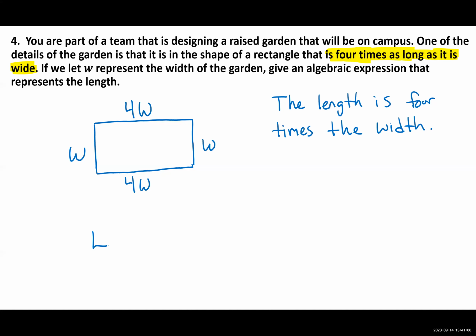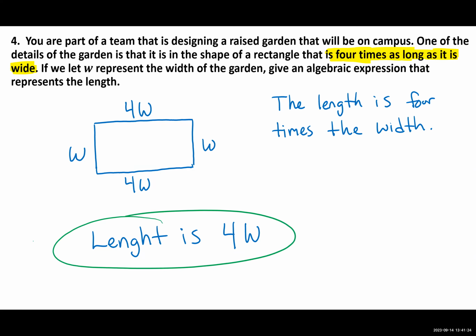So for this problem, all we're doing is giving a symbol for length. Our symbol for width is W. Our symbol for length is 4W. Now, if we were solving the problem, we would use that in an equation. But again, this is just step 1 of the solving process.